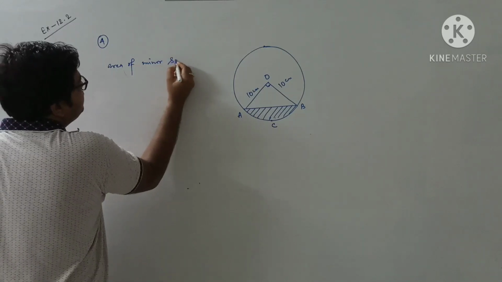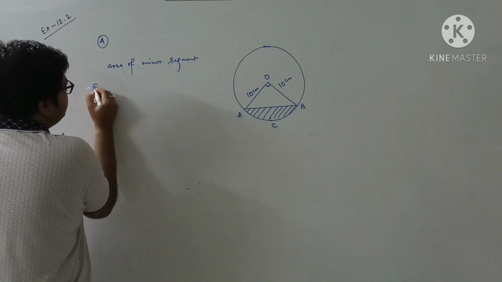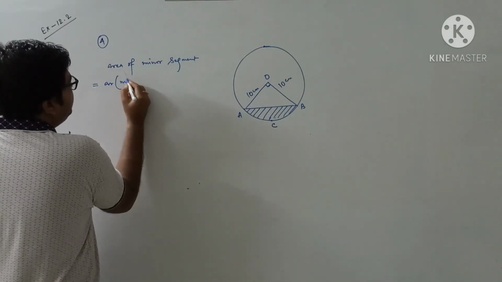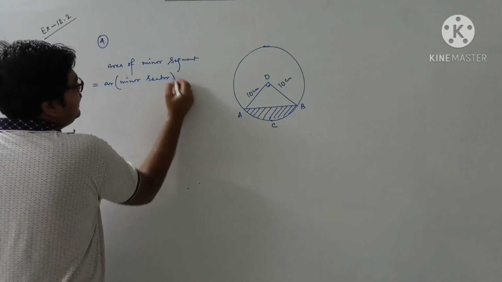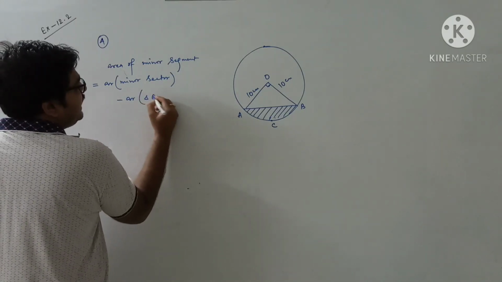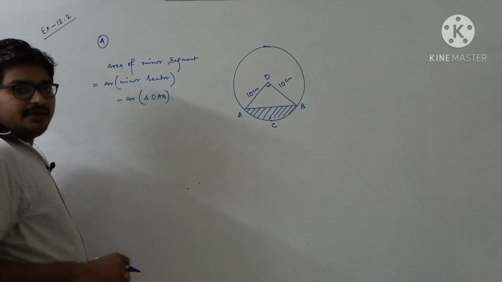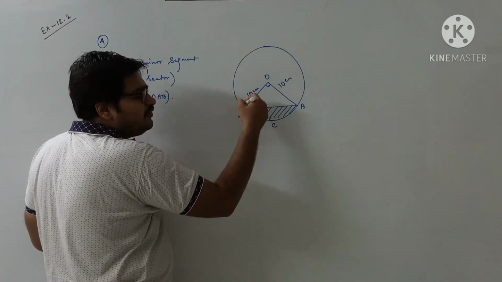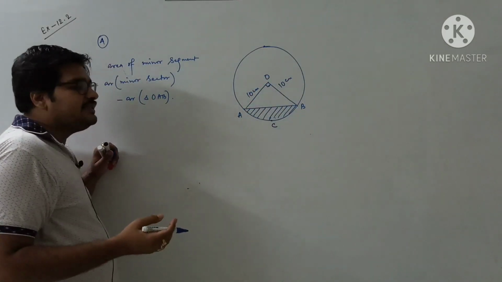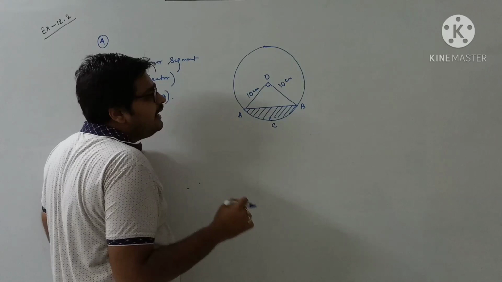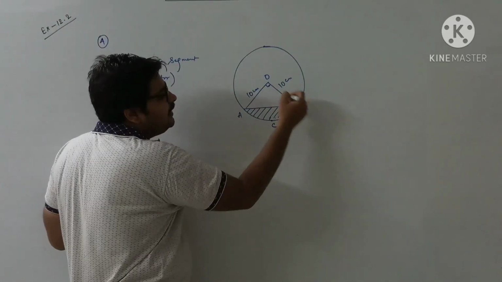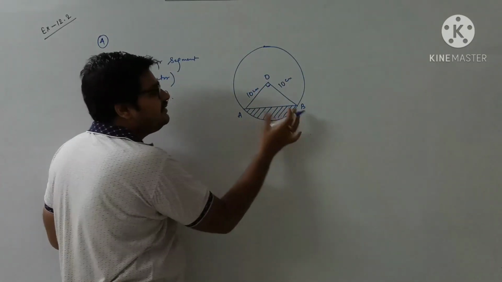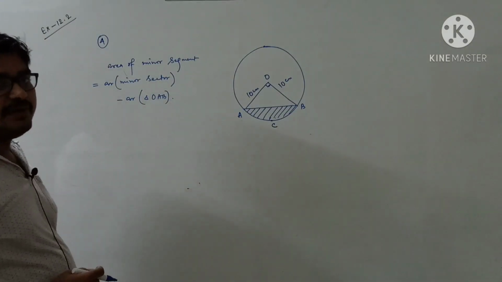How to find the area of the minor segment? We have to find the area of the minor sector, and from there I have to subtract the area of triangle OAB. First of all, find the area of the minor sector. This is the minor sector. We know the formula for the area of a sector, which we already discussed last day in our class introduction. If I subtract the area of this triangle OAB from this sector, definitely I will get this region, which is actually the minor segment.